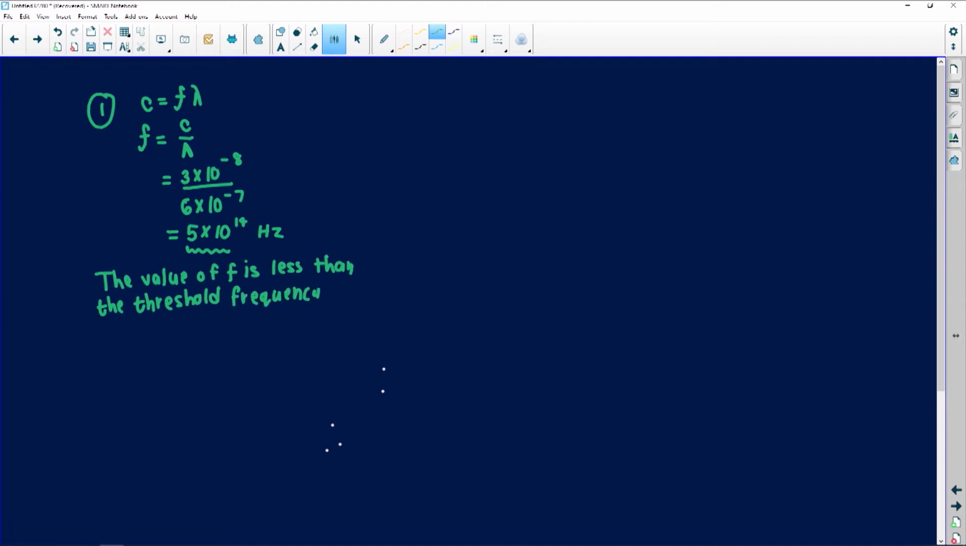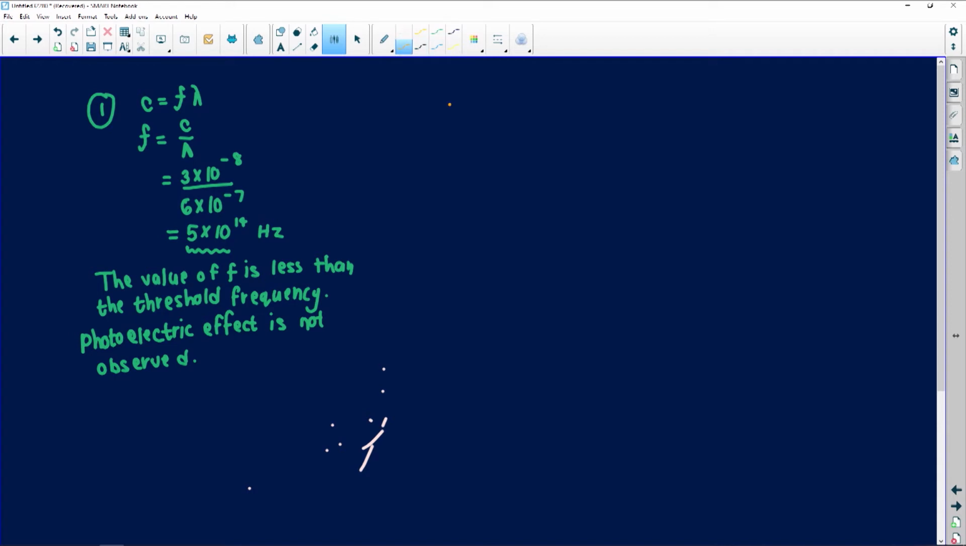And they said we need to conclude whether the photoelectric effect will be observed or not. So we can say the photoelectric effect is not observed. That is the first one.